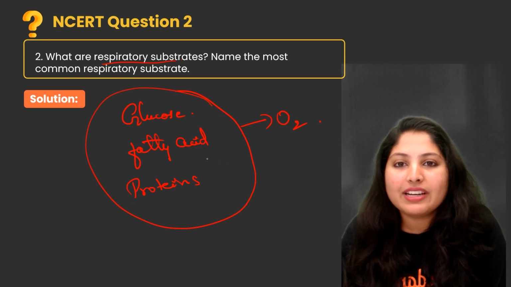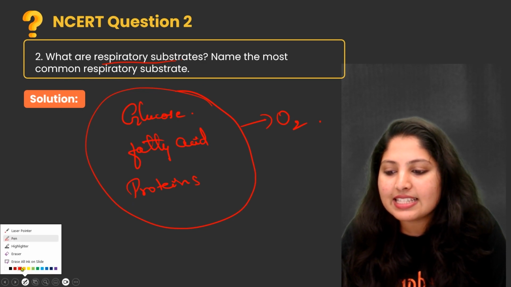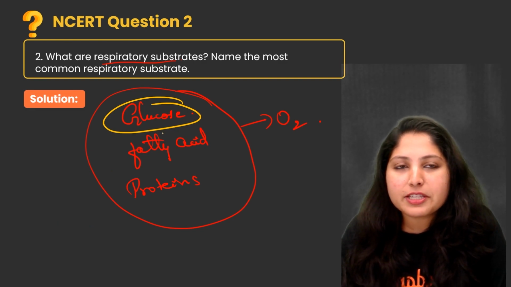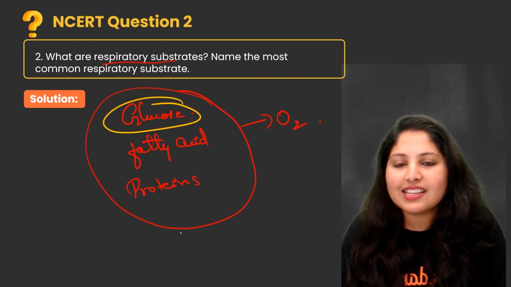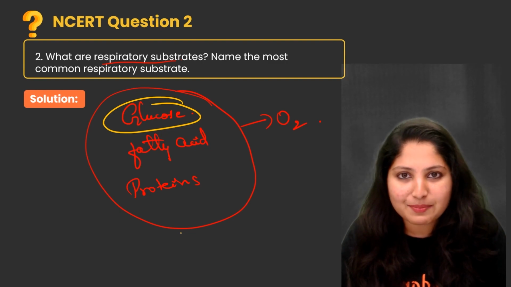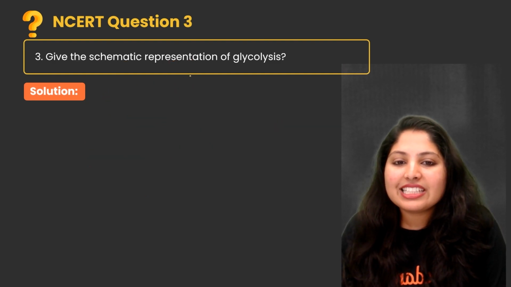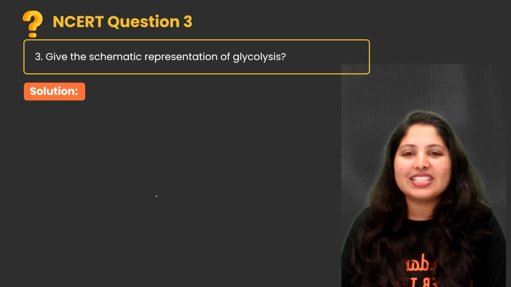The most common respiratory substrate is, this is the one. Which is the most common respiratory substrate? Glucose. Glucose is the most common respiratory substrate. Okay, next question. Give the schematic representation of glycolysis.